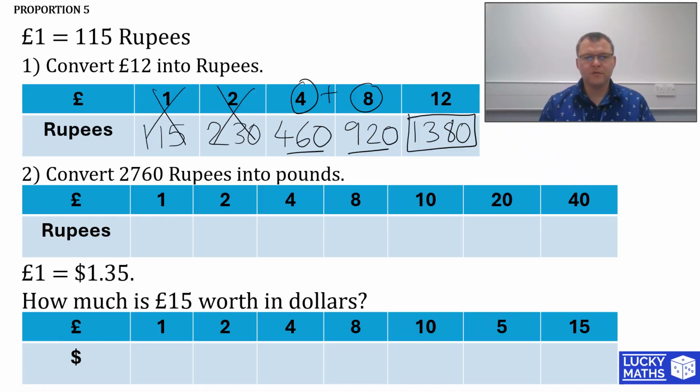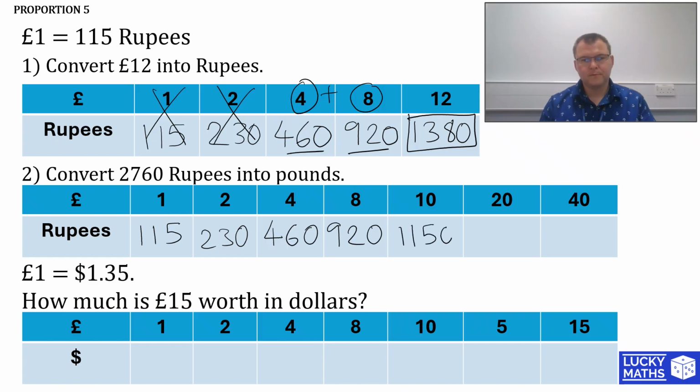Right, now we're going to convert 2,760 rupees into pounds, but we're going to use the same technique. So £1 is 115 rupees, £2 is that, £4 is that, and £8 is that. This is just me copying the information above. Right. £10 will be the £1 value times 10, 1,150. £20 will be 2,300 rupees. And £40 would be 4,600.